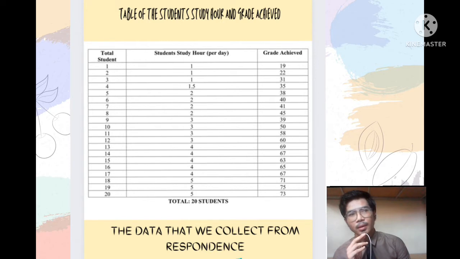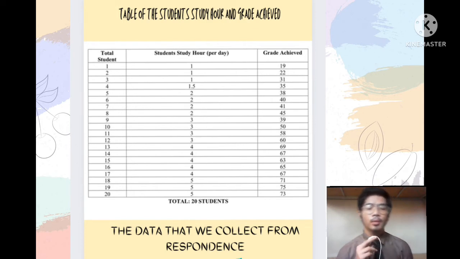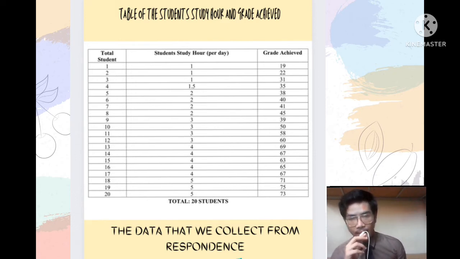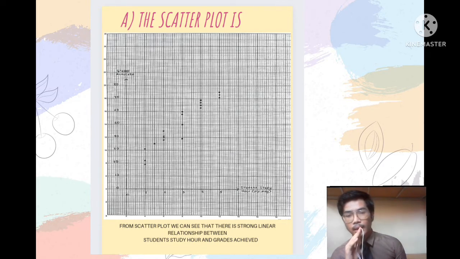The largest number of students who study for 4 hours is 4 people. The grade achieved is 63 to 69. Finally, 3 students studied for 5 hours and obtained a high grade achievement of 71 to 73. This is the grade achievement of the students based on their period of study. Next, this is the data transferred from the table to answer the question.